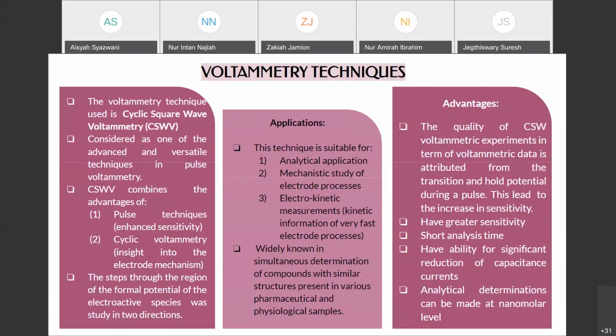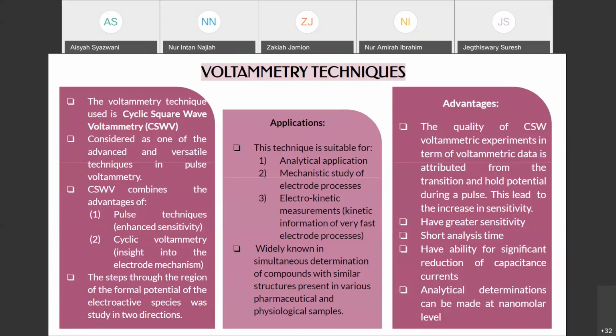The first one is for analytical application. The second one is for mechanistic study of electrode processes. The third one is for electrokinetic measurement, kinetic information of very fast electrode processes. Not only that, but CSWV is also widely applied in simultaneous determination of compounds with similar structures present in various pharmaceuticals and physiological samples. Corresponding to this, the research paper also focused on simultaneous determination of epinephrine and norepinephrine.